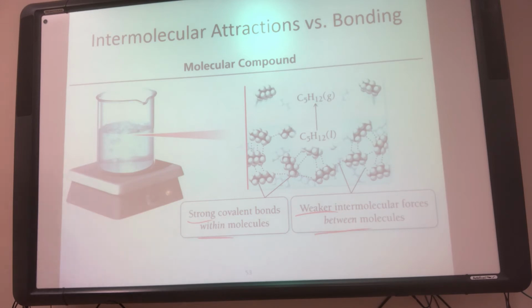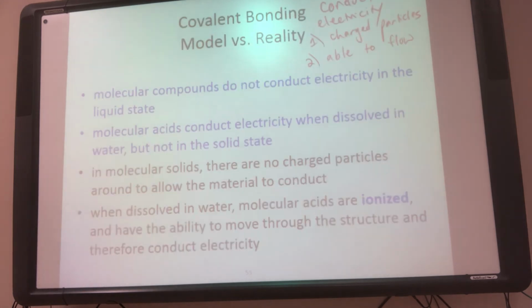Now remember when we had NaCl. When we looked at his picture, there was a positive one, and then right next to it was a negative, and then there was a positive, and then there was a negative, right? They had their charges still. That's what kept them together. Here, molecular compounds don't have charges. So they have no charged particles. So even if it's a solid, it for sure can't do it because it can't flow.